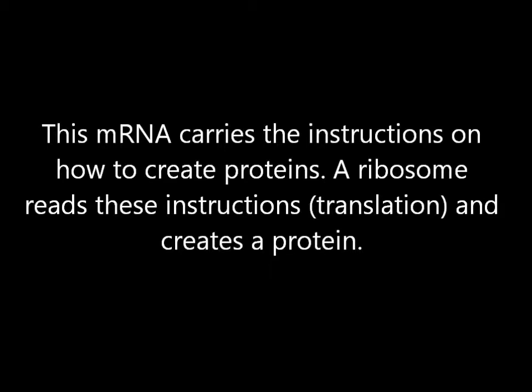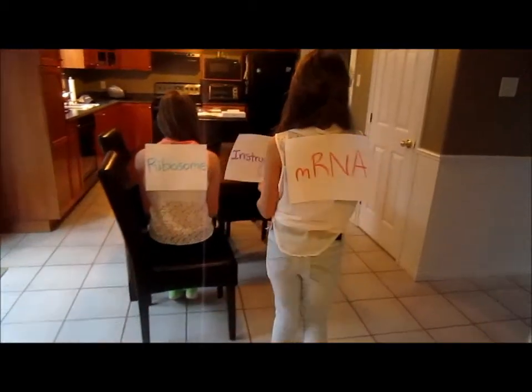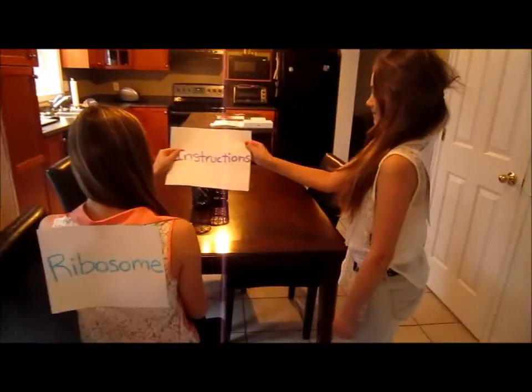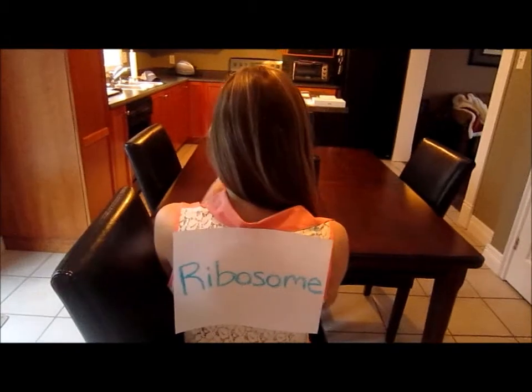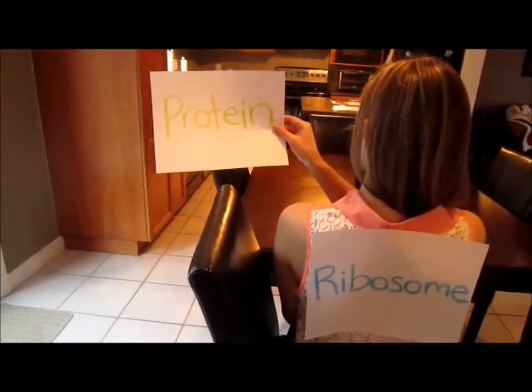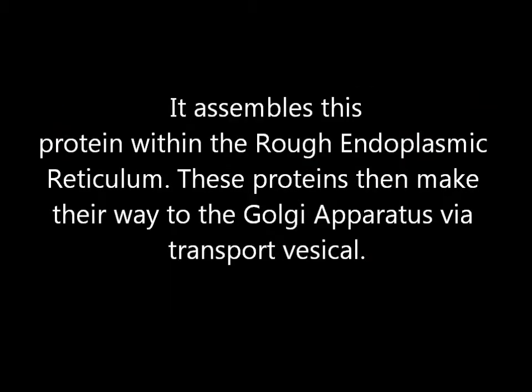A ribosome reads these instructions and creates a protein. It assembles this protein within the rough endoplasmic reticulum. These proteins then make their way to the Golgi apparatus via transport vesicle.